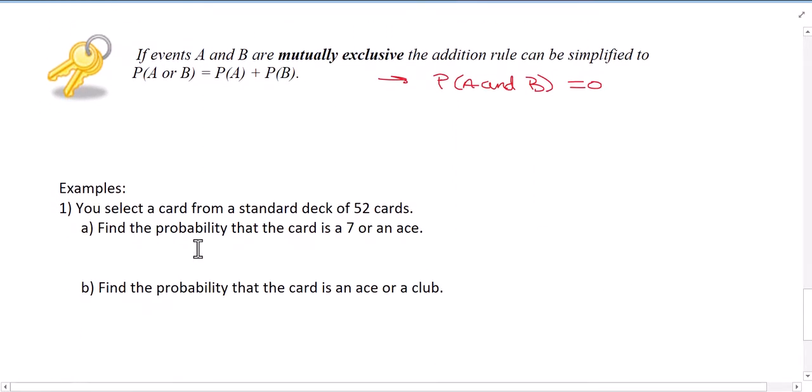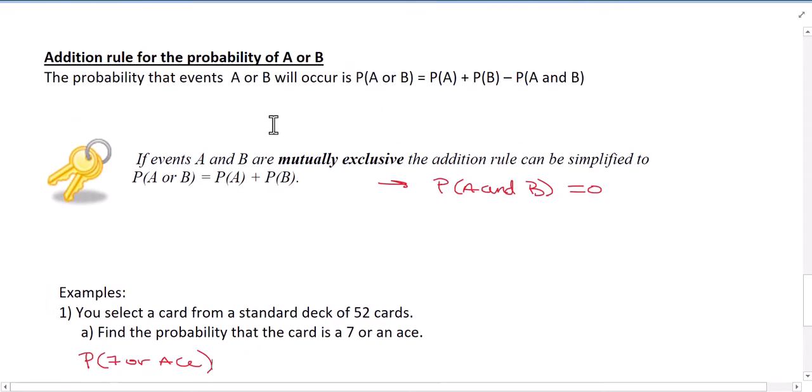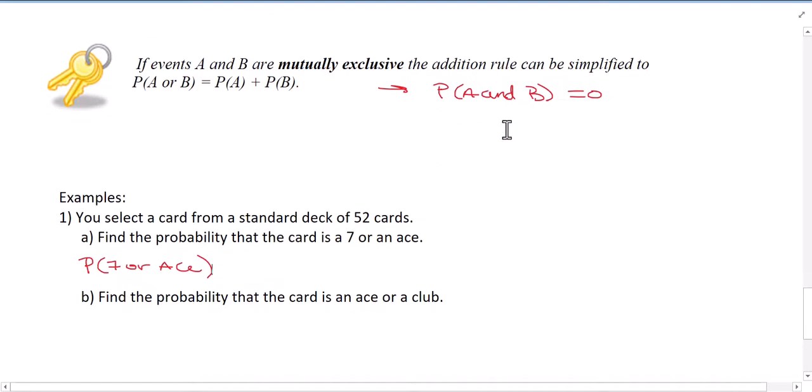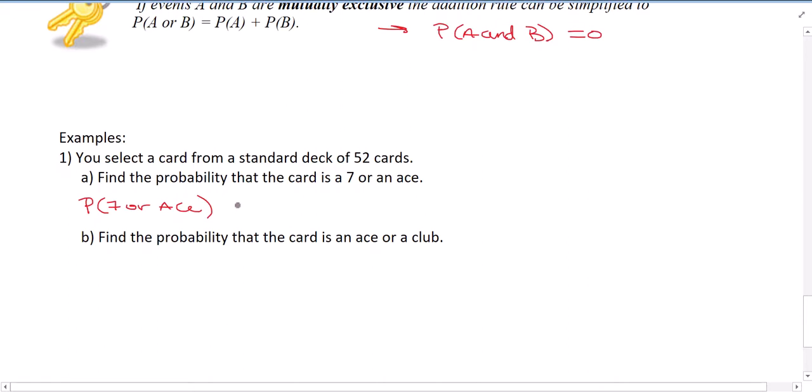For example, you select a card from a standard deck of 52 cards. Find the probability that the card is a 7 or an ace. One of the questions we want to ask ourselves first is, because I see it's an or, so this is going to be the probability of 7 or ace. Based on my rule, it's going to be the probability of 7 plus the probability of ace minus the probability that it is a 7 and an ace. So are they mutually exclusive?